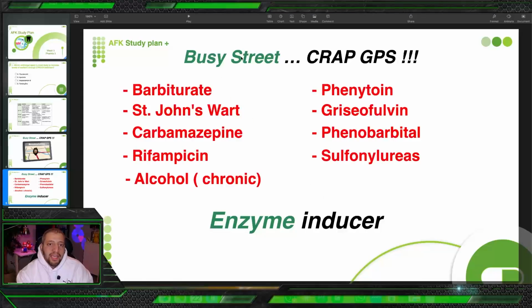Busy street, B and S: barbiturates, St. John's wort, which is a herb some patients are using, and then CRAP-GPS. Carbamazepine, rifampicin, alcohol, which is chronic, not the acute one, phenytoin, griseofulvin, phenobarbital, and sulfonylurea, which is related to diabetes type 2. These are medications which are considered enzyme inducers.